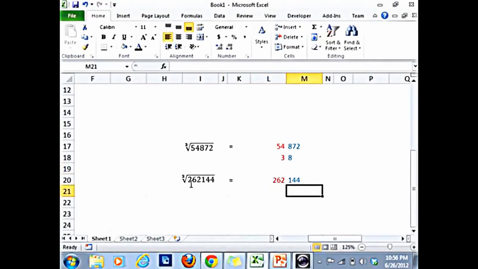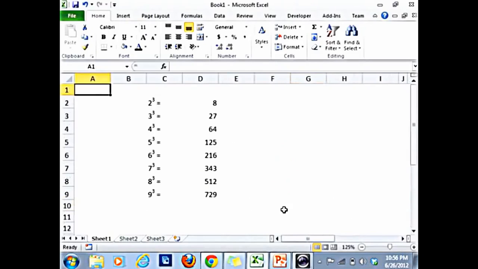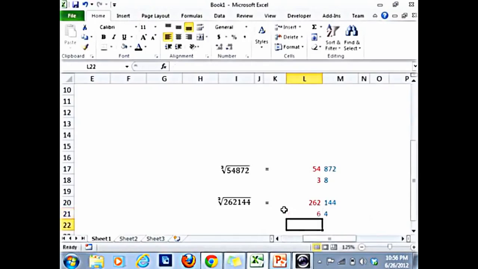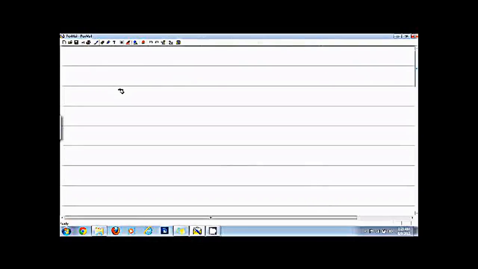Now for 262144, I have 262 in red and 144, the last 3 digits, in blue. The number ends with 4, and the cube of 4 is 64, so 4 cube also ends with 4. So I will write 4 here. And then 262. What is the largest cube I can remove from 262? 6 cube is 216. The answer is 64. So now I can get cube roots in a quick way without using a calculator.